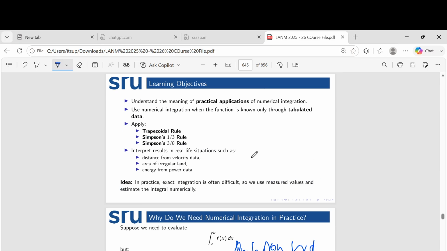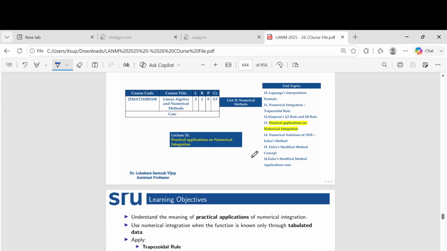So in today's class, we discuss the Simpson one-third rule. So what is the Simpson one-third rule?